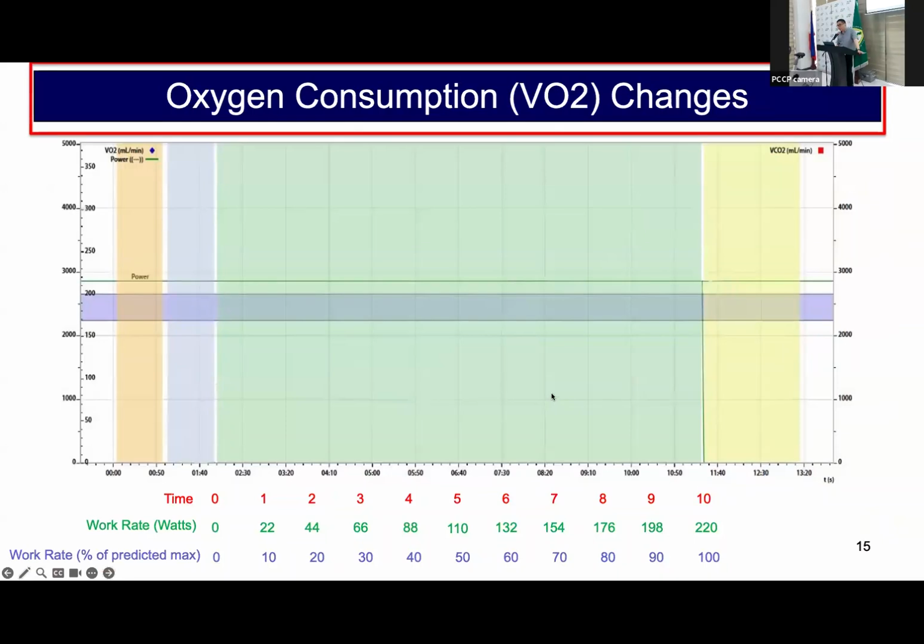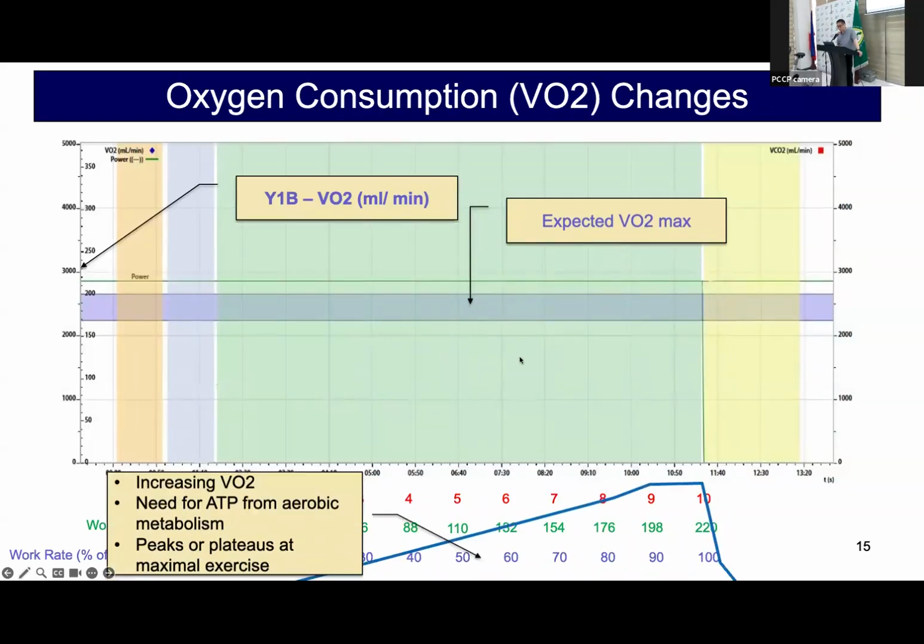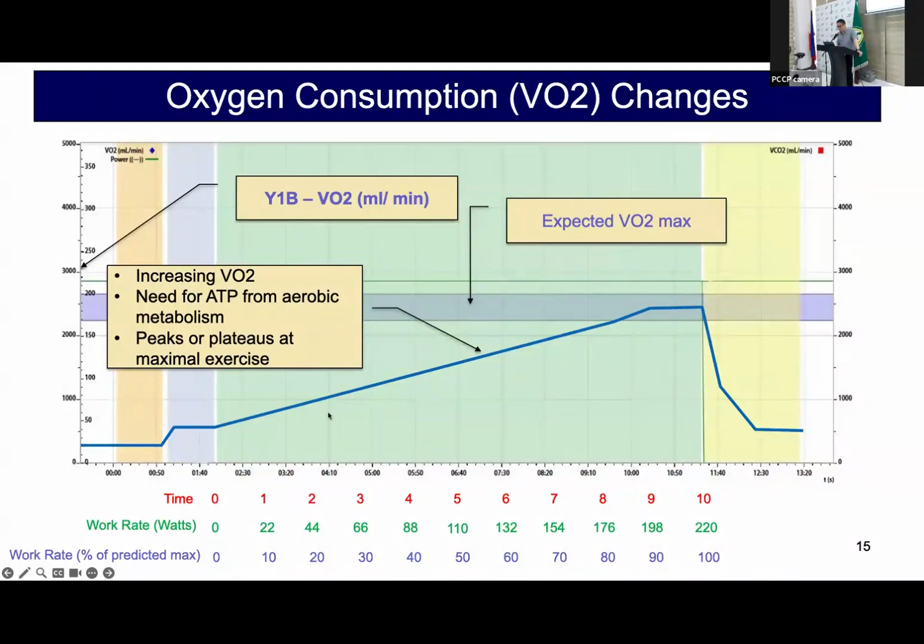Okay, so let's go to the O2 consumption, which is one of the hardcore parameters. So Y1 is VO2 in mL per minute. That's the estimated VO2. If the subject is normal, he's supposed to reach this shaded portion over here. So this is the normal tracing. Notice that with increasing work rate, there's increasing VO2. Why? Because the source of energy, ATP, comes from aerobic metabolism. And you notice it peaks at around 80% of the work rate maximum.